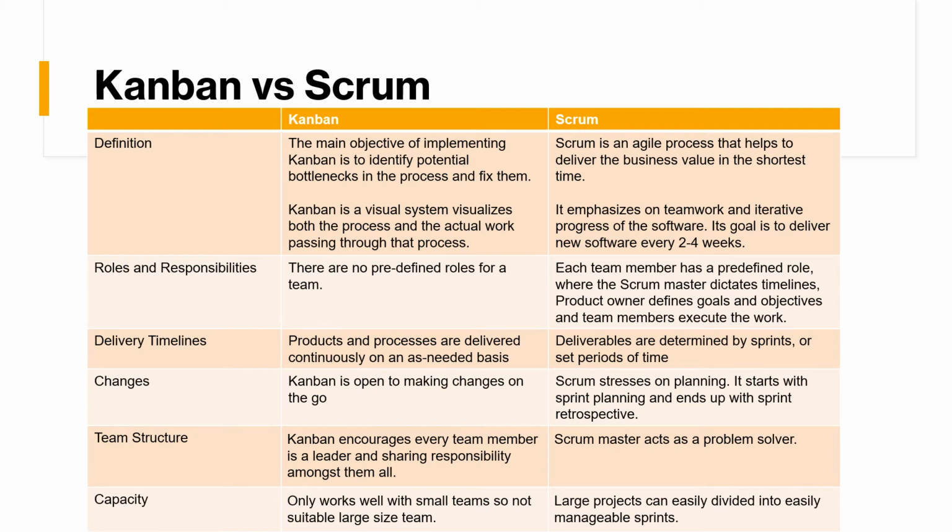Scrum, meanwhile, is an agile process that helps to deliver business value in the shortest time. It emphasizes teamwork and iterative progress of the software. Their goal is to deliver software in 2 to 4 weeks' time. Each team member has a predefined role, where the Scrum Master dictates the timeline, the product owner defines the goals and objectives, while the team members execute the work. Deliverables are determined by sprints or set periods of time. On changes, Scrum stresses planning, so it starts with sprint planning and ends with a sprint retrospective. For team structure, the Scrum Master acts as a problem solver. Capacity-wise, large projects can easily be divided into manageable sprints.